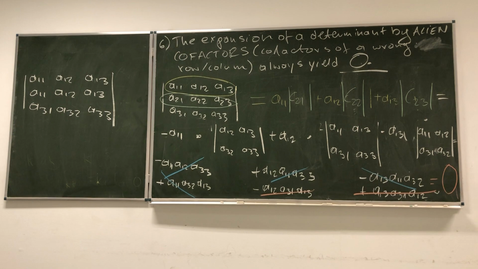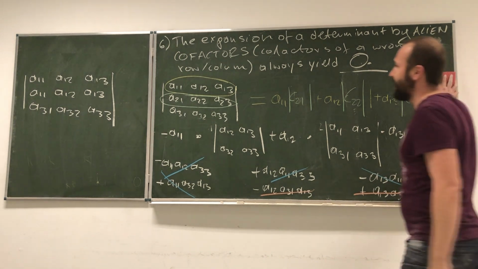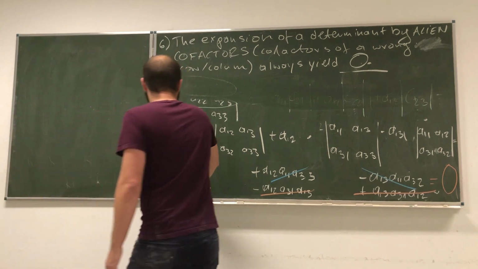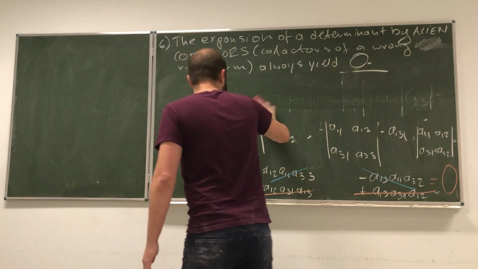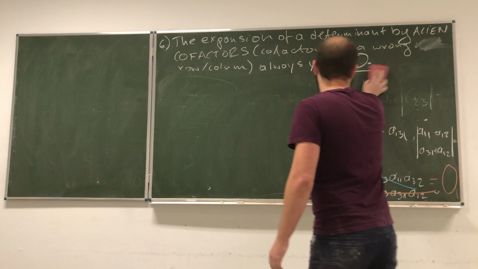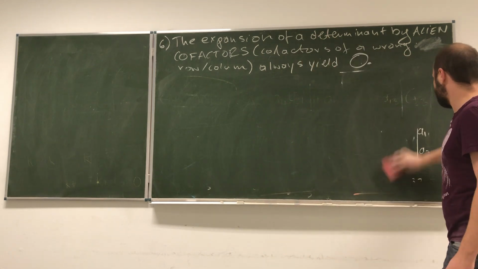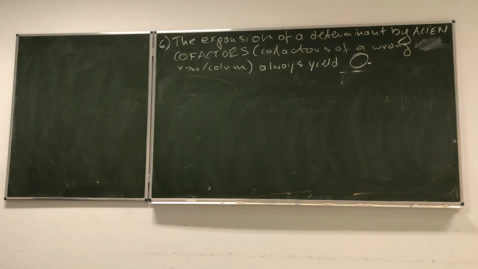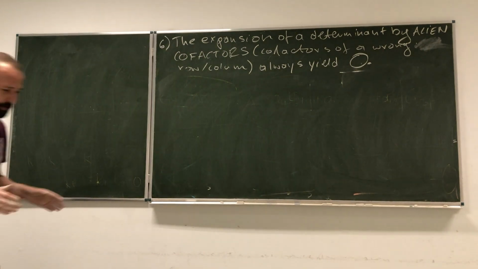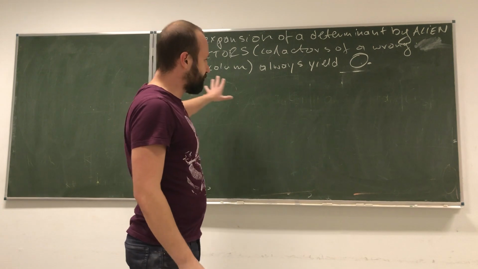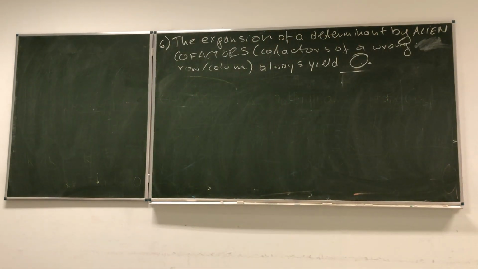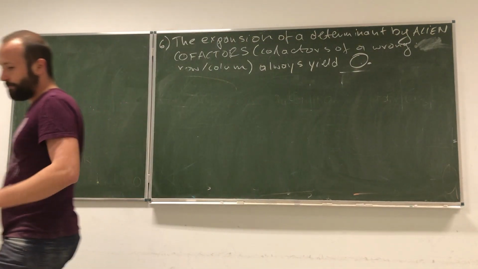Again, the proof of this is beyond the scope of this class. But the last thing I want you to remember about this expansion by alien cofactors is that whenever you do Laplace expansion by some row but use cofactors from a different row, or by some column and use cofactors from a different column, you will get 0.